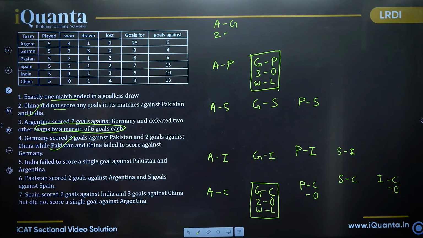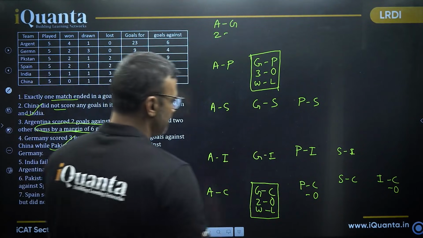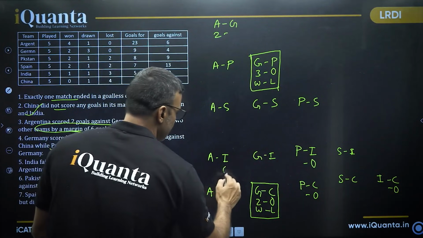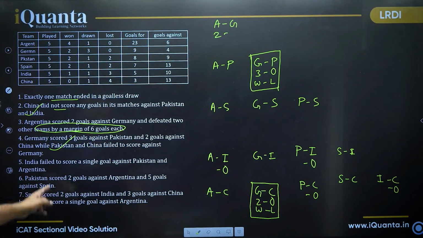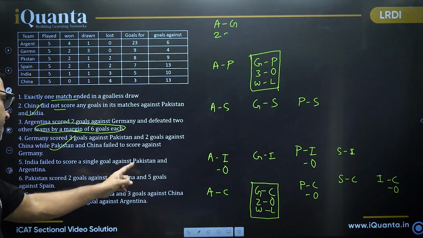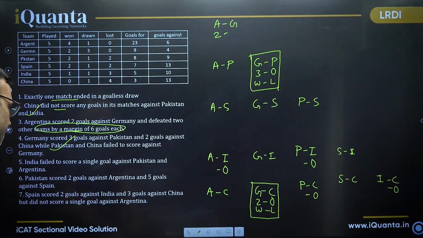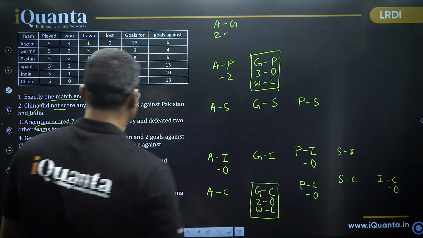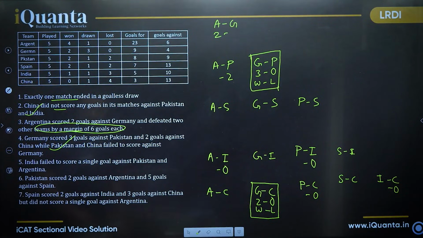This information is used. India failed to score a single goal against Pakistan, Argentina. India, Pakistan, 0. India, Argentina, 0. Is that so? Check it again. India failed to score a single goal against Pakistan and Argentina. We have done that. Pakistan scored 2 goals against Argentina. Nice.